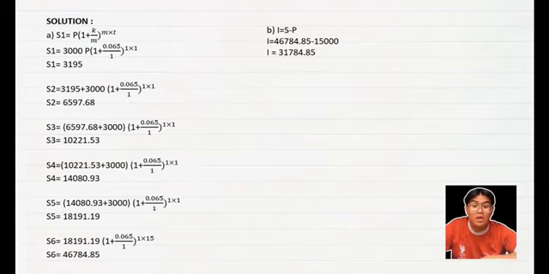For question B, calculate the profit earned from the investment. So we need to use the formula I equals S minus P. I equals 46784.85 minus 15000, and then we will get the answer RM 31784.85.